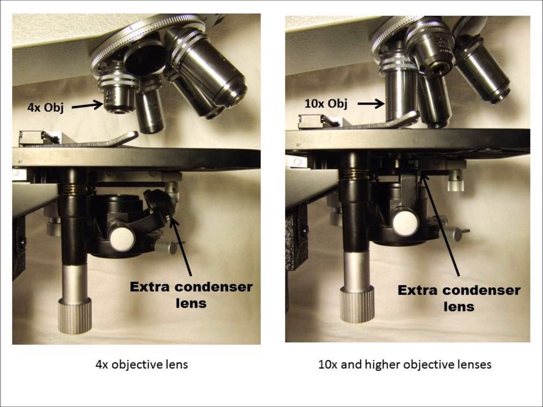Next, place the slide on the stage of the microscope and examine it under the 4x objective lens. Remember that the extra condenser lens must be rotated out of the way as shown here in the left panel. After scanning the slide with the 4x objective, switch to the 10x objective lens. Again, remember to rotate the extra condenser lens back into position as shown on the right panel.